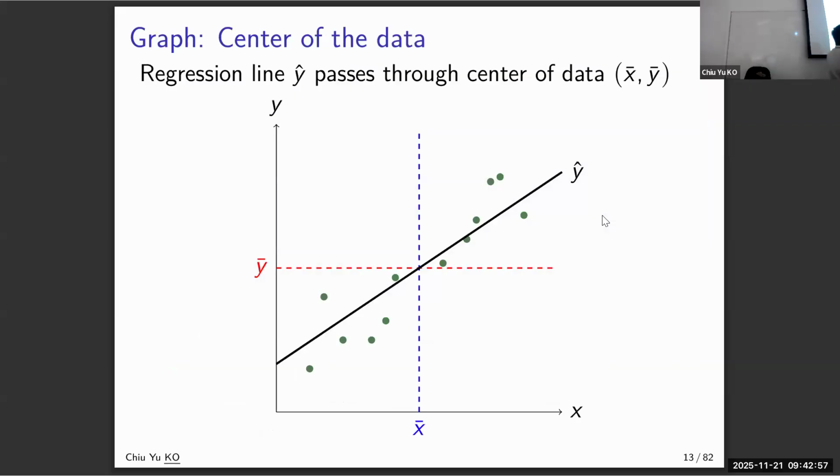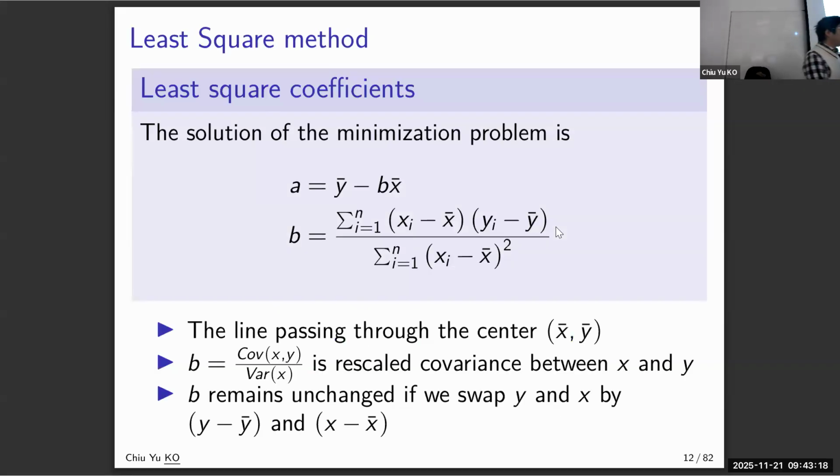You have an x bar. X bar is the one in the middle of x. Go left and right from x bar, the same distance. Same idea for y bar, if you go up or down the same distance. And the line must pass through this center. What does the second equation, B, mean?